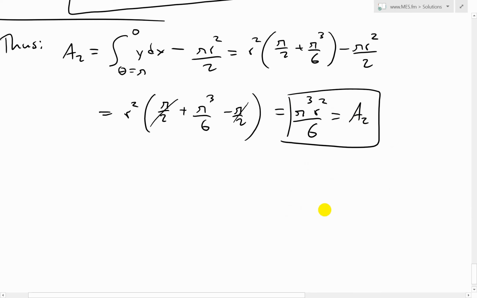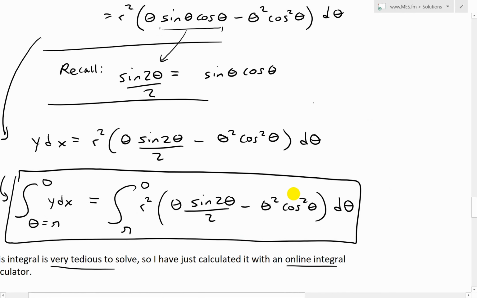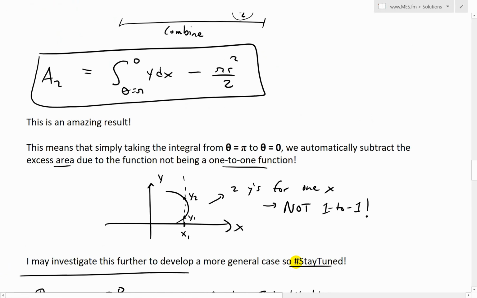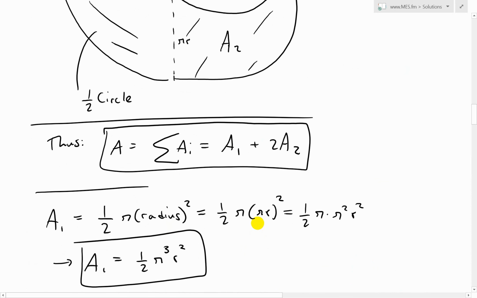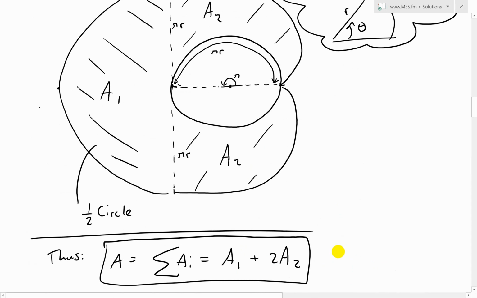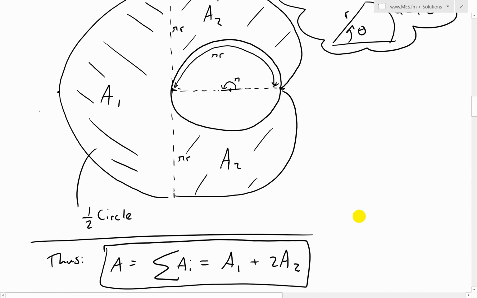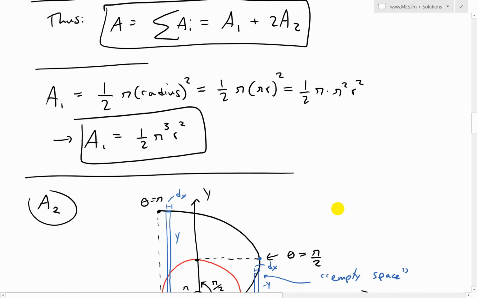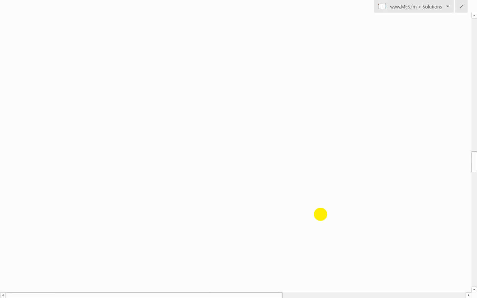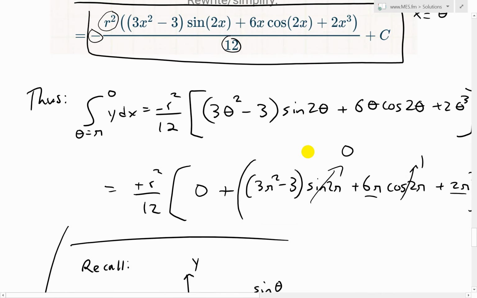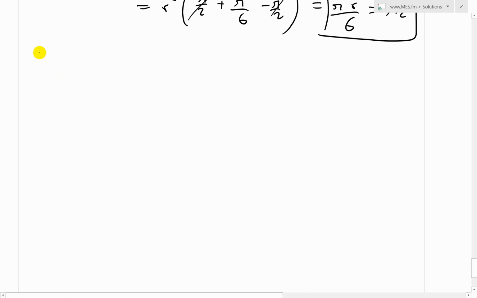And now finally, let's add these all up into the giant formula for area. Remember, the total grazing area is equal to A1 plus 2 A2, because we have 2 of these A2s. A1 is just half of that circle with radius pi r, so that's 1/2 pi cubed r squared. So finally, let's scroll down. This is extremely tedious, but now finally we're back.